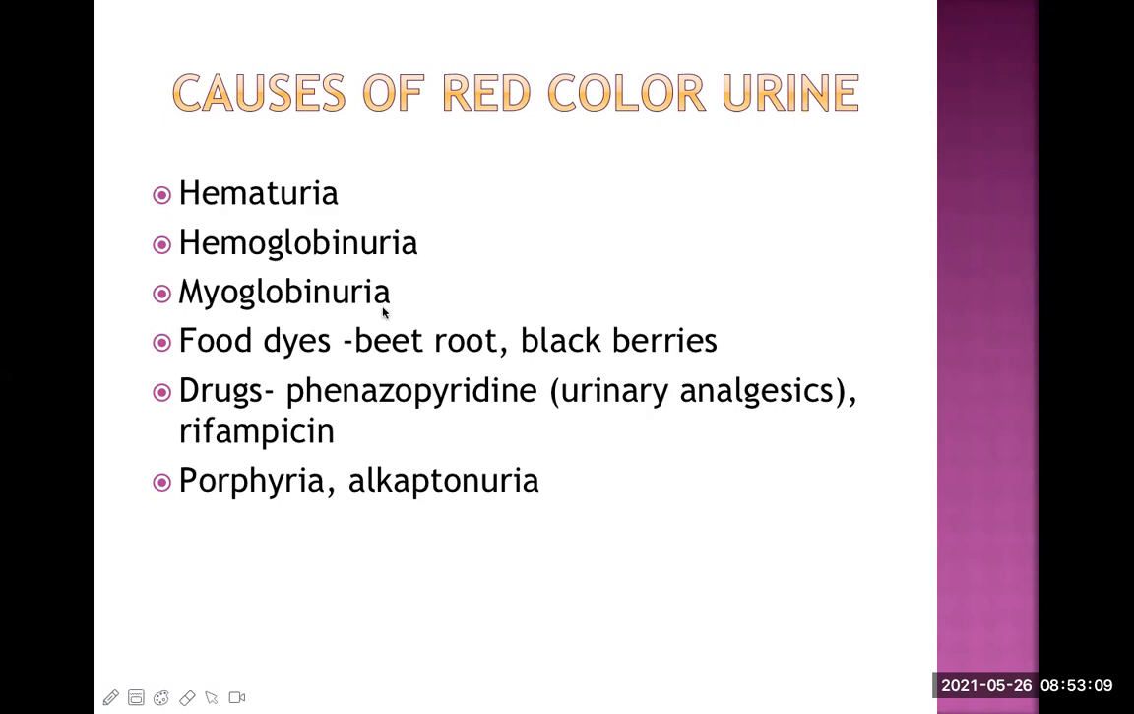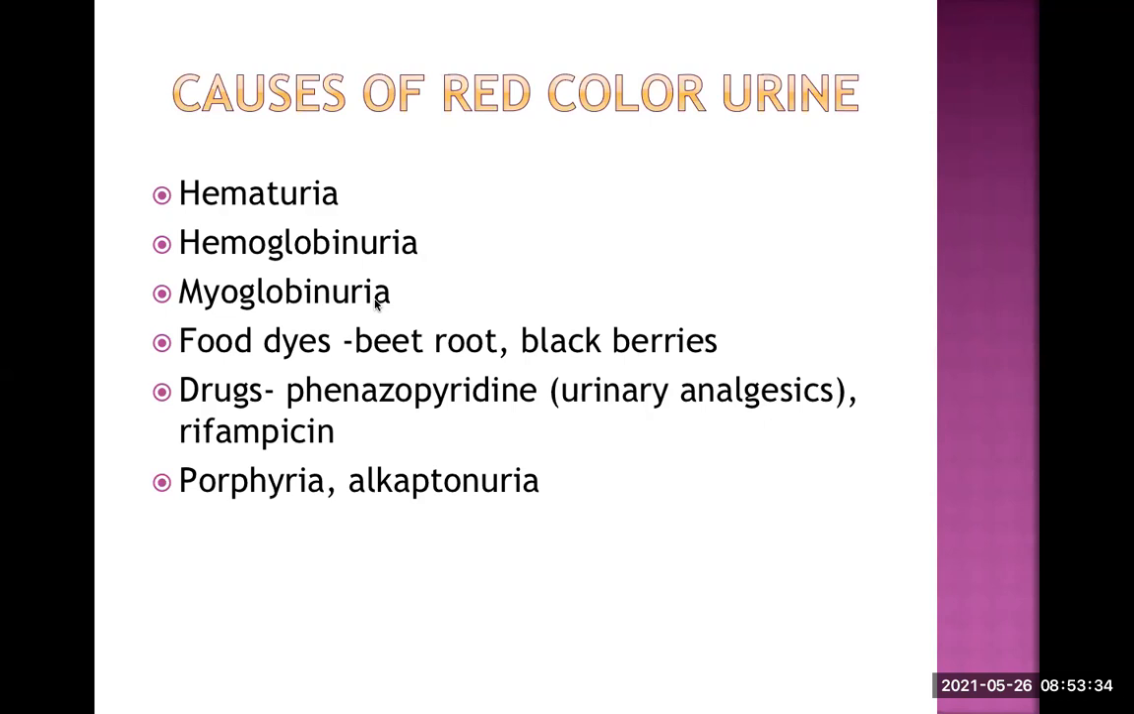Myoglobinuria. Another similar condition. Myoglobin is a compound just like hemoglobin, which is present inside the muscle. The function is the same: it also carries oxygen inside the muscle. When muscles are damaged, especially skeletal muscle, myoglobin is released into the blood, and similarly this myoglobin may appear in the urine.